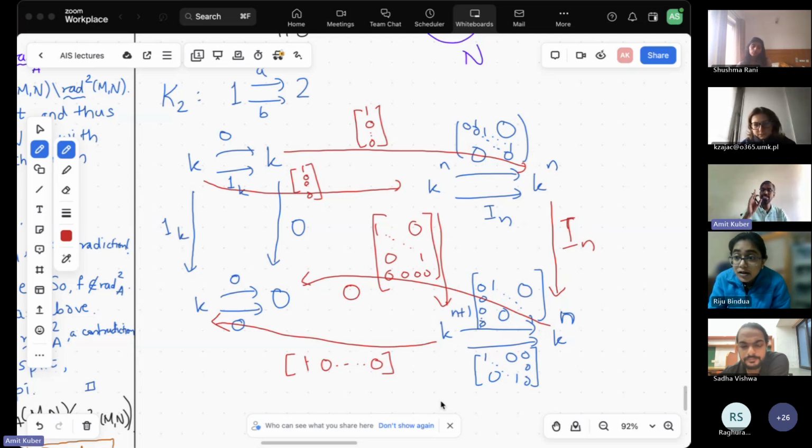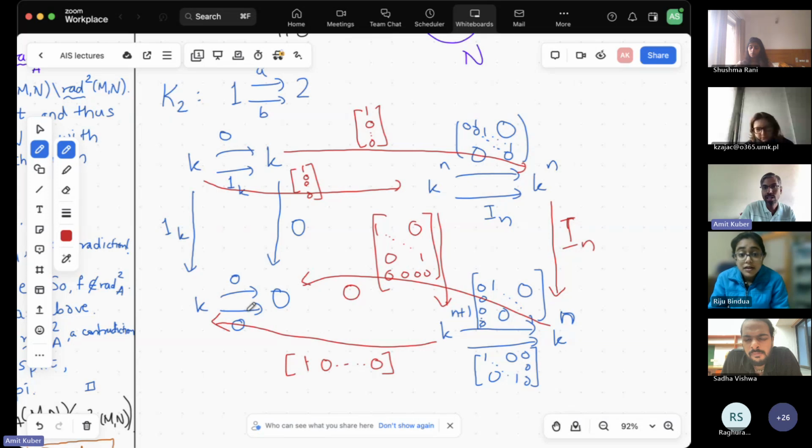Okay. And these red morphisms work for every n. If you observe, what I'm doing is k to the power n plus 1 and k to the power n. So the difference in these dimensions is exactly 1, which is also the pattern over here. So there is a chain from n to n minus 1 to n minus 2 and so on up to 1, 0. So there is a chain of morphisms.